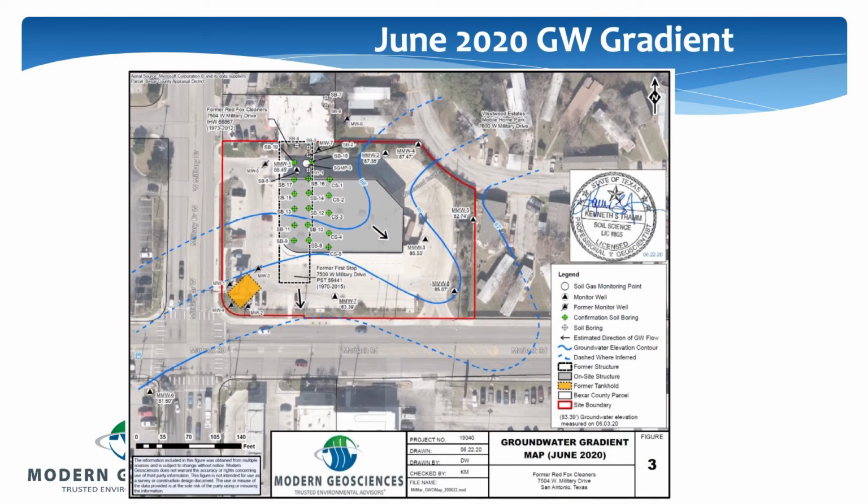This is a depiction of groundwater flow, generally to the southeast, but you'll see a little bit of east and a little bit of south in parts of how the contour lines go, but primarily to the southeast.